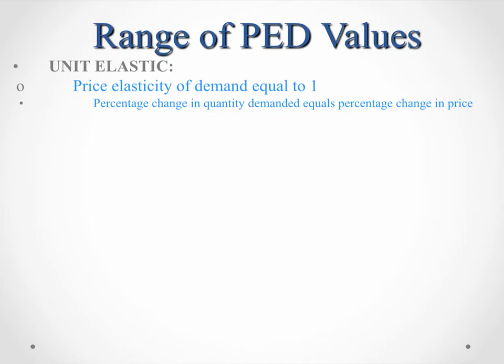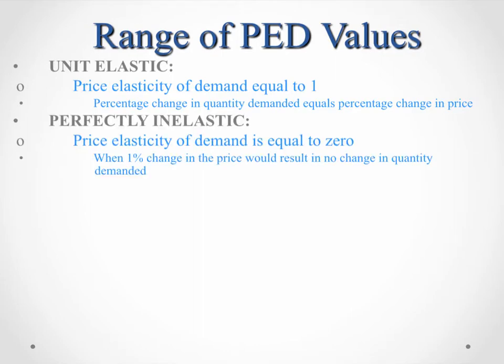For example, if the price of the output increases by 10%, then the percentage change in quantity demanded is equal to the percentage change in price. The price elasticity coefficient is equal to 1, therefore, and then demand is said to be unit elastic.